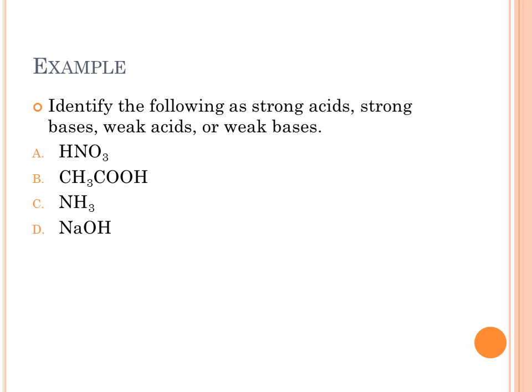Now let's identify these as strong acids, strong bases, weak acids, or weak bases. A is nitric acid. That's a strong acid. It was on the list. So if you memorize the strong list, the other ones are weak. So strong acid. Acetic acid was our weak acid we've been talking about. Ammonia is a weak base. Again, if it's not on the strong list, it's weak. Sodium hydroxide was on our strong base list, so it is strong.